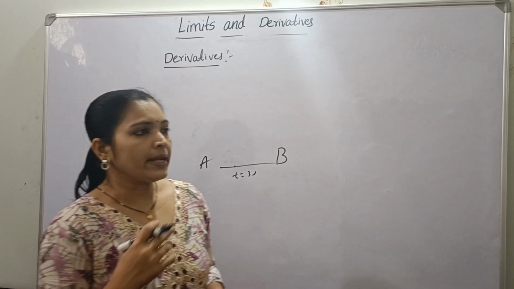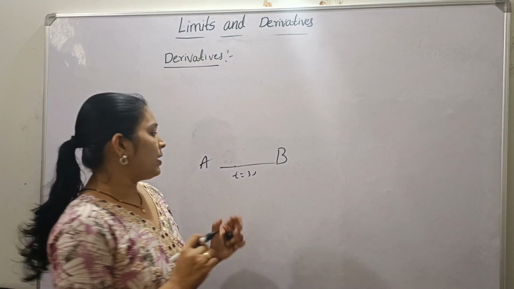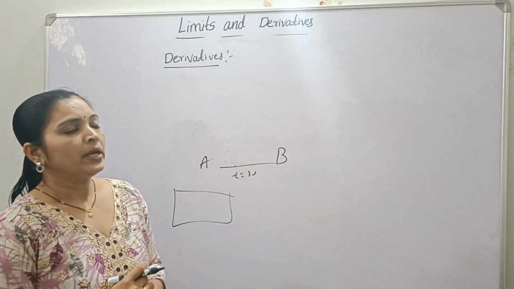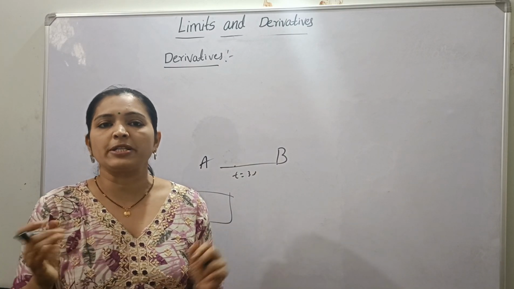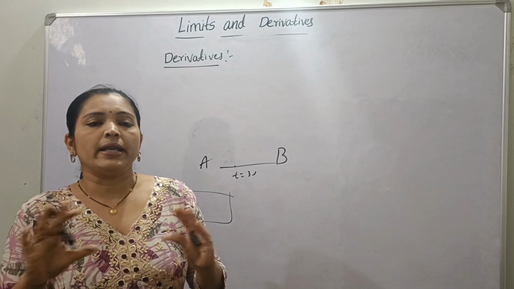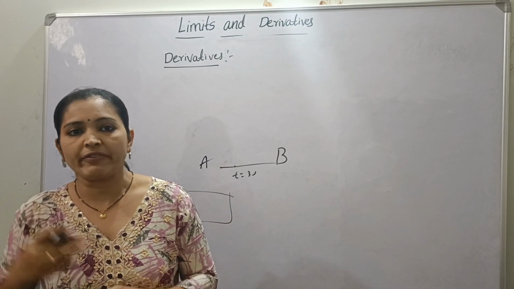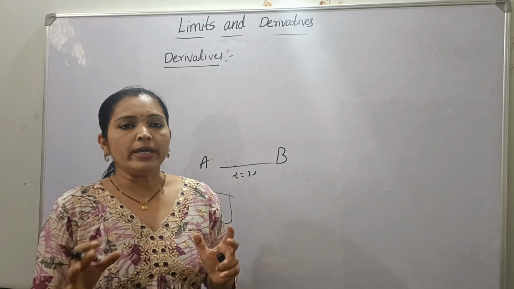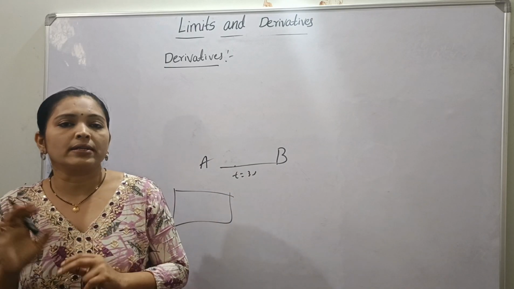Another example, as I said, it's a rate of change. Here, a rectangle. Its side is increasing by 1 centimeter per second. Second by second the area will be increased, right? One side is increasing means its area will be increased. So what is the change of area when the side is changed?